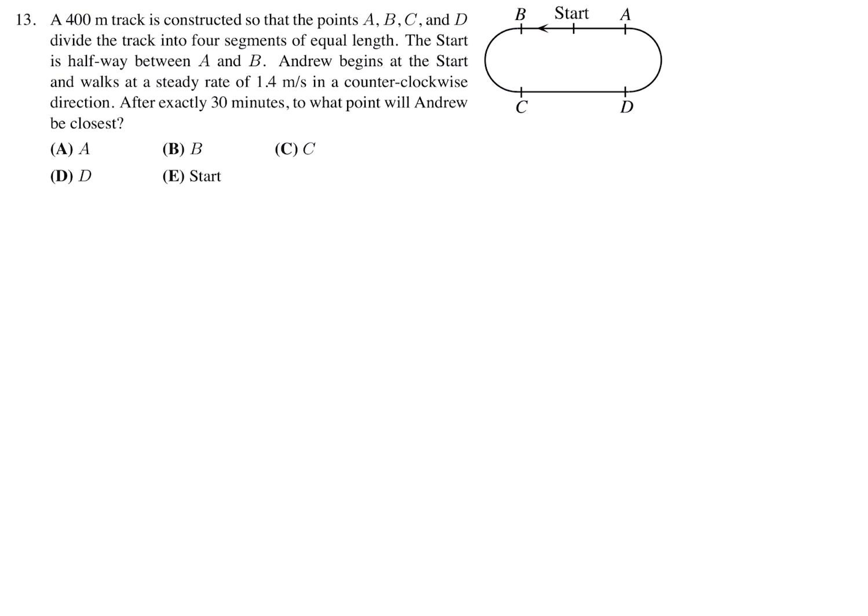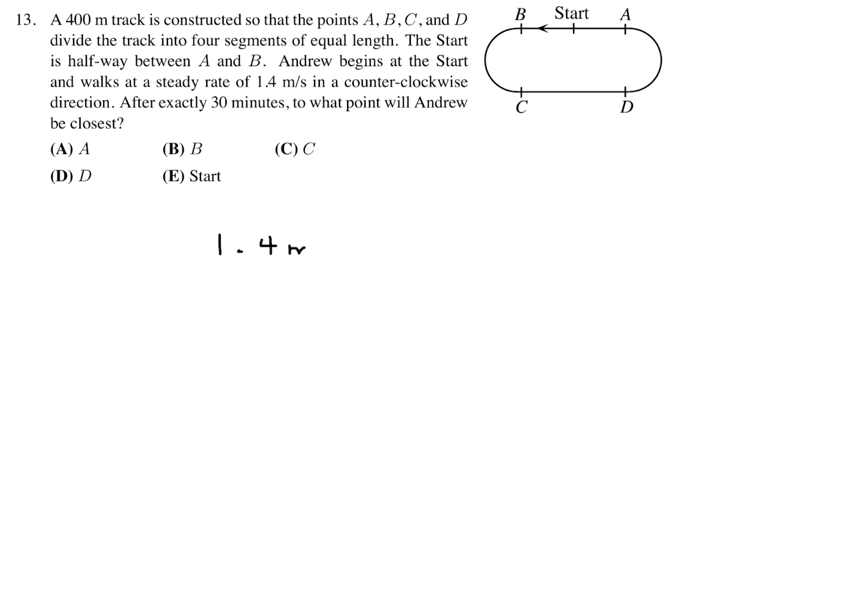A 400-meter track is constructed so that points A, B, C, and D divide the track into 4 segments of equal length. The start is halfway between A and B. Andrew begins at the start and walks at a steady rate of 1.4 meters per second in a counterclockwise direction after exactly 30 minutes. To what point will Andrew be closest?